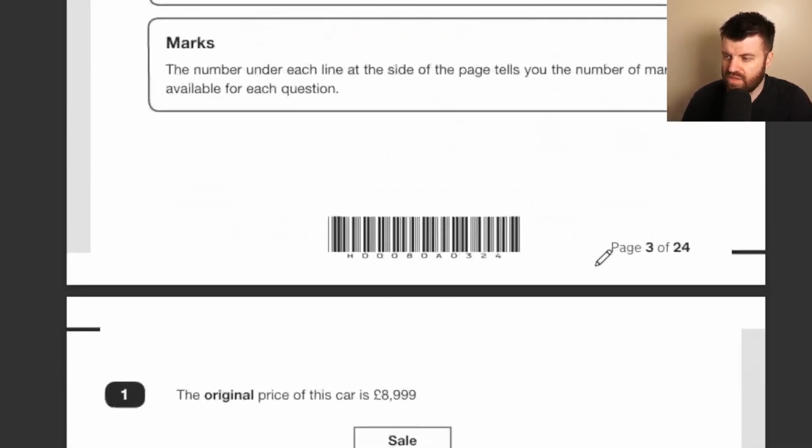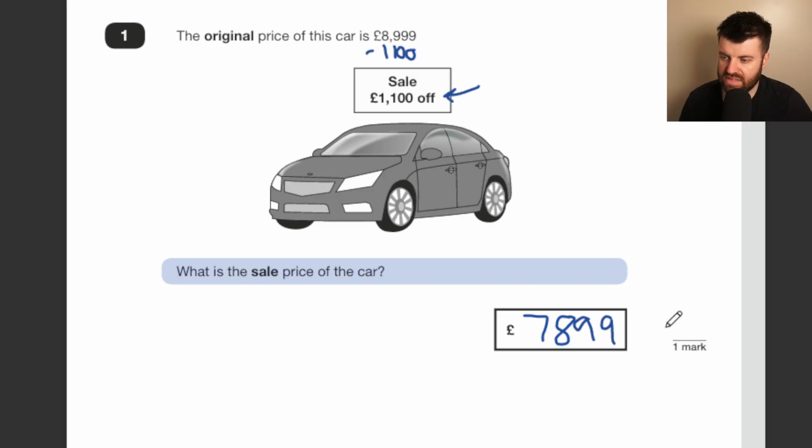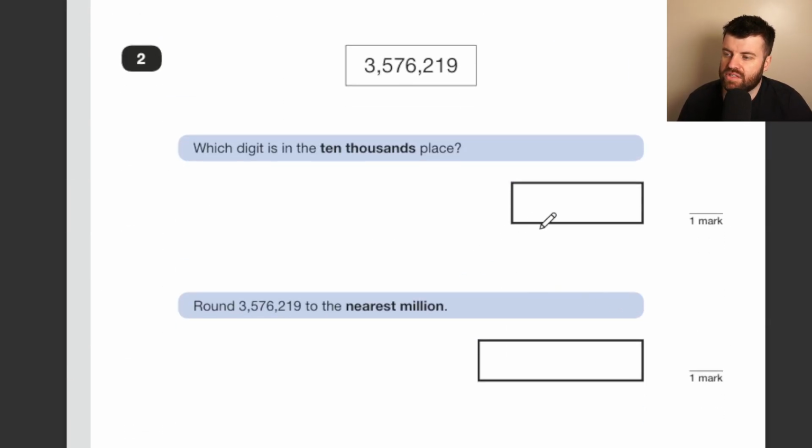Let's dive straight in to question 1. The original price of this car is £8,999. There is a sale with £1,100 off. What is the sale price of the car? We simply have to take off £1,100. So we know we're going to keep the 99 at the end because we're not going to change any of that. And we have to take off 1,100. So it's going to be 7,800. So that's going to give us 7,899. If we wanted to check this answer at the end, we'd add 1,100 back on. And we should get 8,999, which we do. And that's the answer to that first question there.